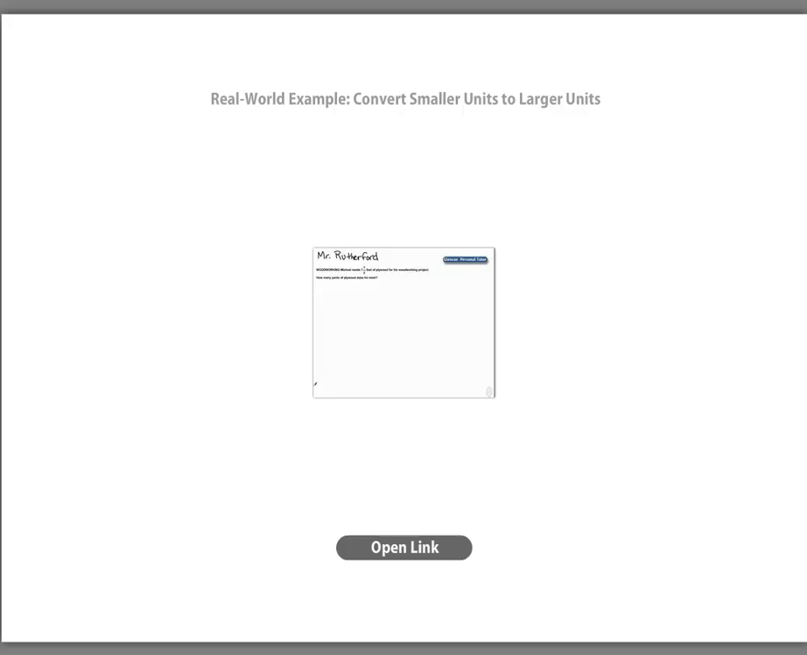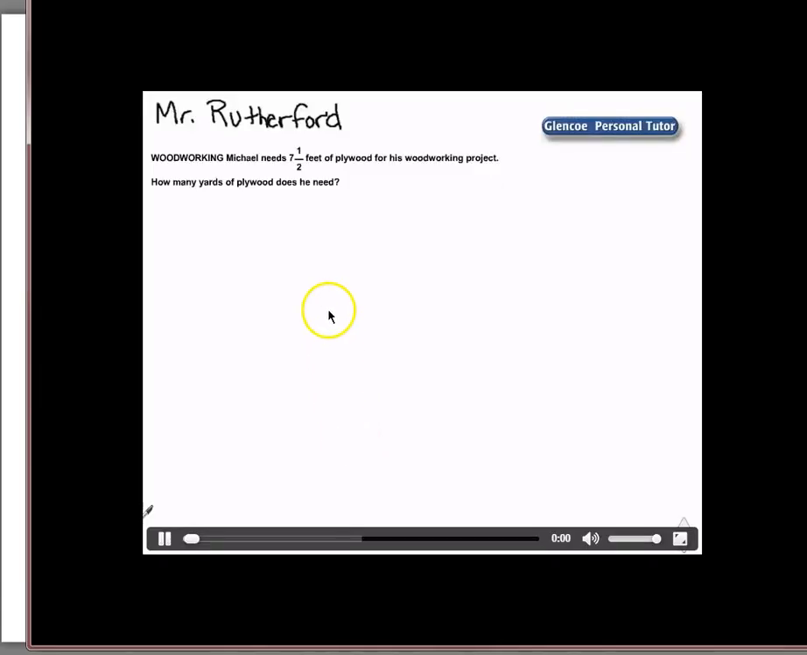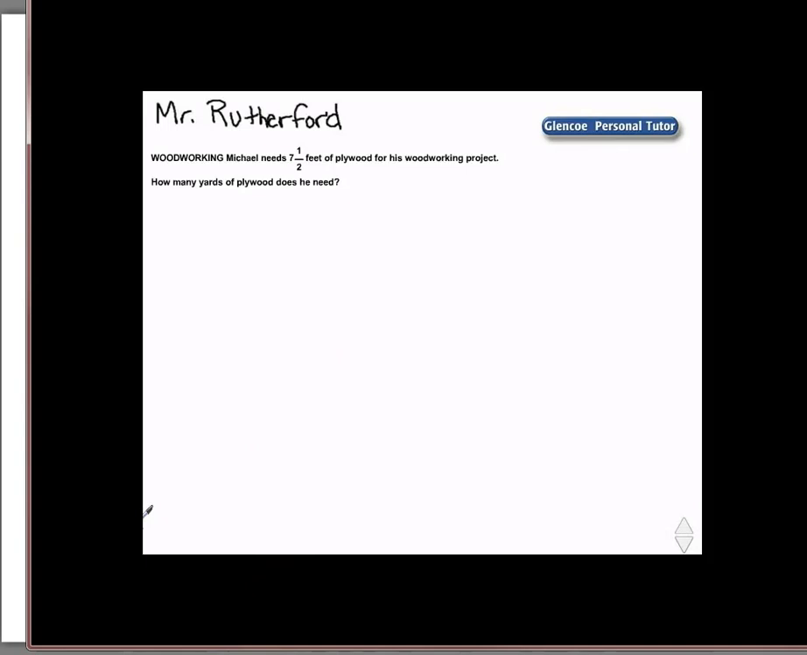Now we have Mr. Rutherford. He's going to go through one more example, and then that'll be the end of our video. So let's watch this last example. Hi, this is Mr. Rutherford. In this problem, we will learn to convert smaller units to larger units. Woodworking. Michael needs 7 1/2 feet of plywood for his woodworking project. How many yards of plywood does he need?